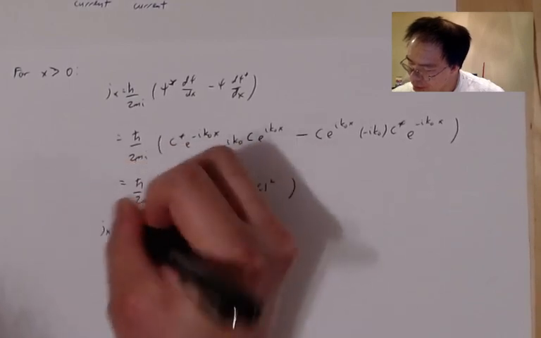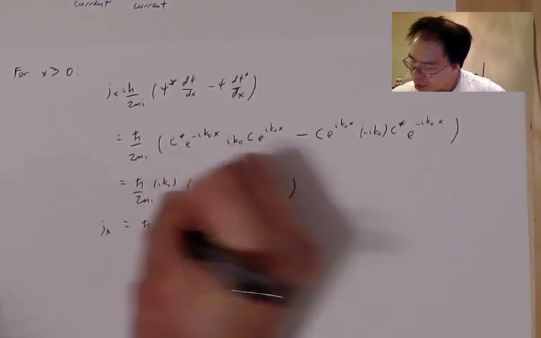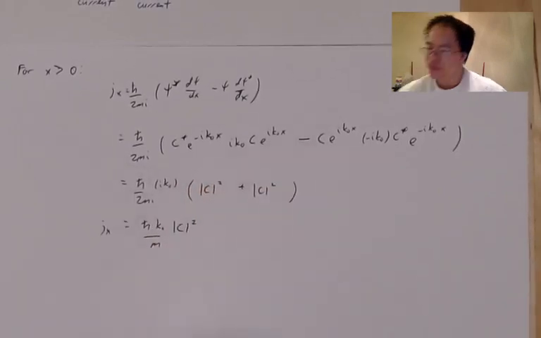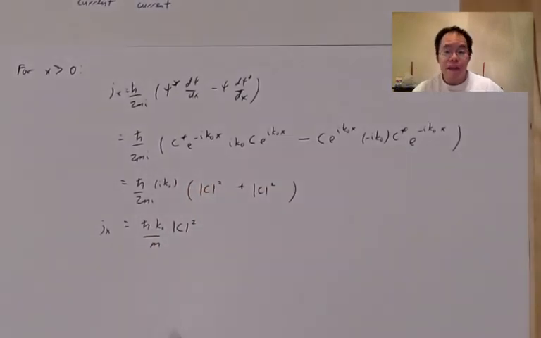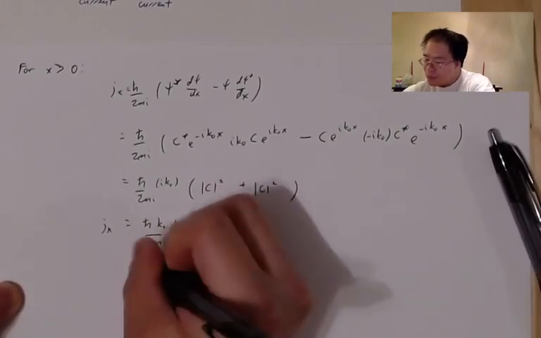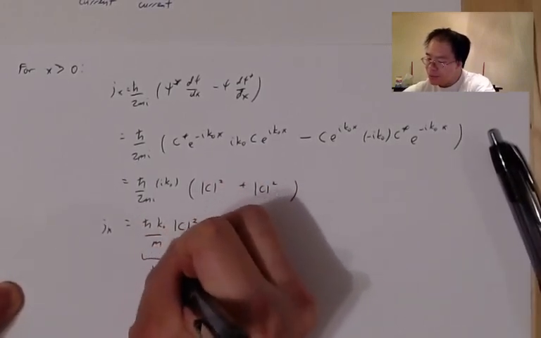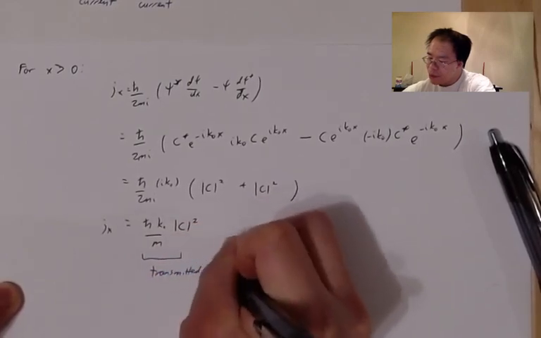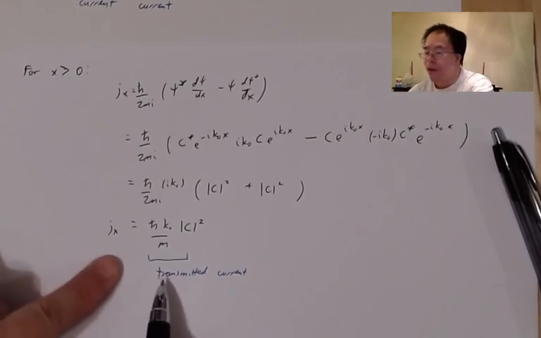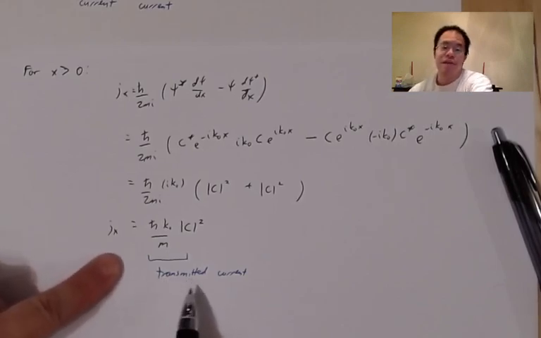i's cancel, so we have j x equals h bar k naught over m, c modulus squared. Again, notice that this is positive. This is my transmitted current, right? As we expect, the transmitted wave should give rise to probability moving in the positive x direction, hence why the sign here makes sense.